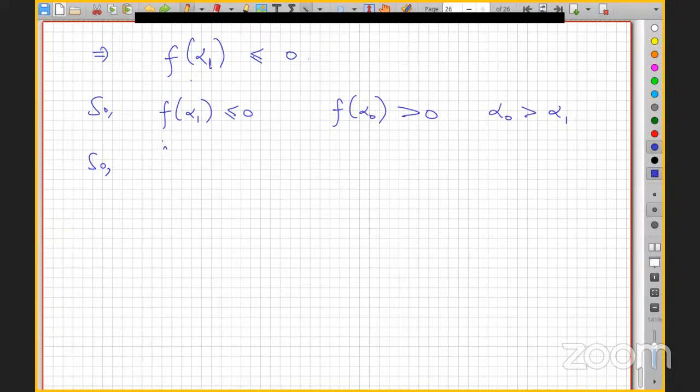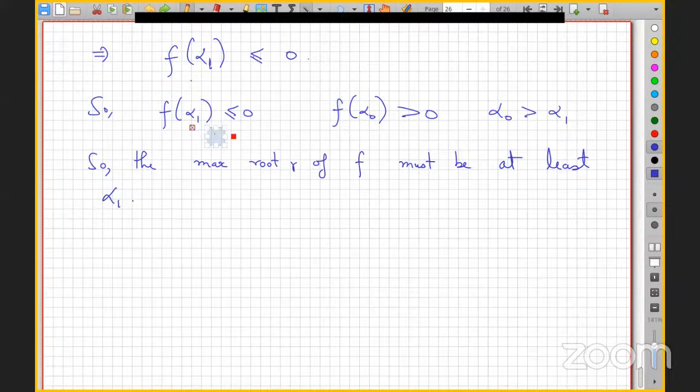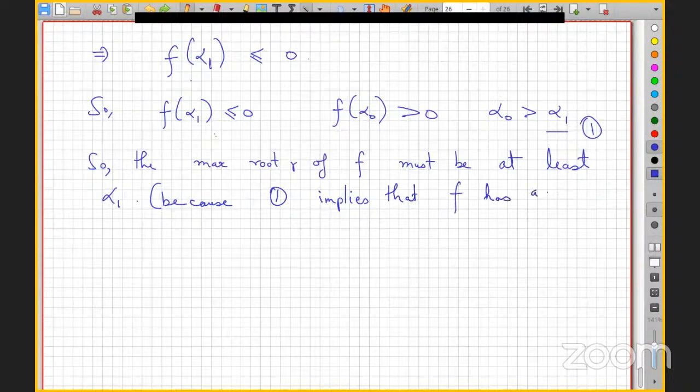this gamma, right? So the root gamma, the maximum root gamma of f, must be at least alpha_1, right? Because this implies that f has a root in the interval alpha_1 to alpha_0. The root could be at alpha_1 also, because this could be just 0. If it is not, then it is strictly inside.